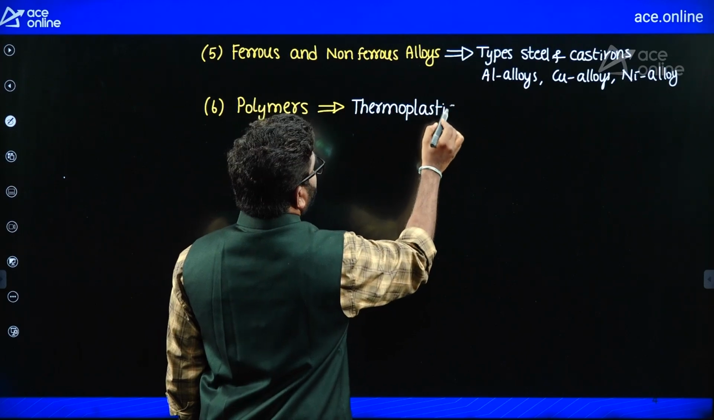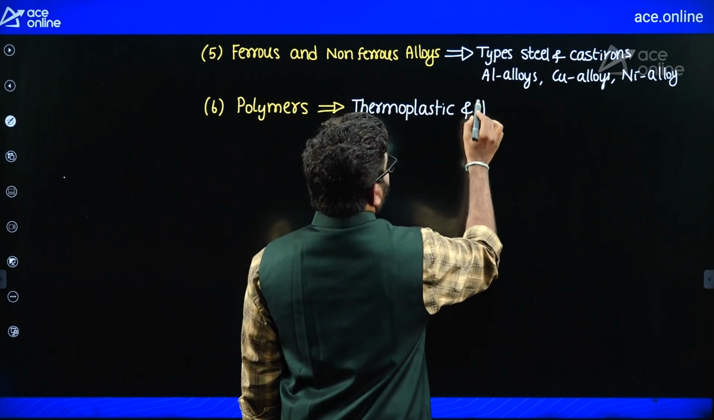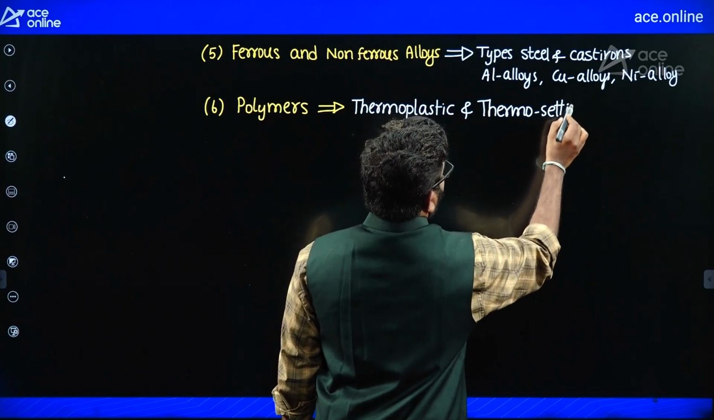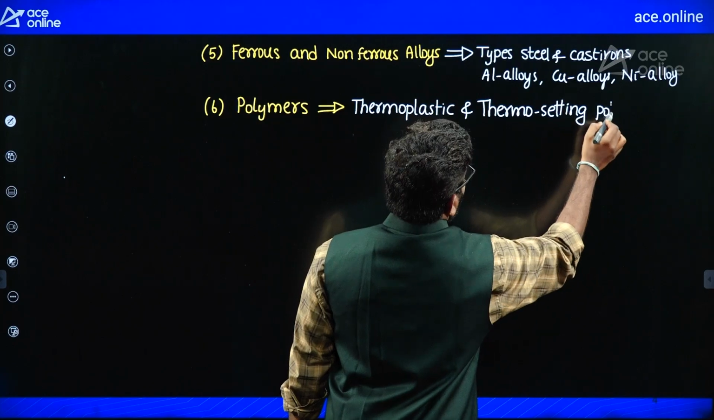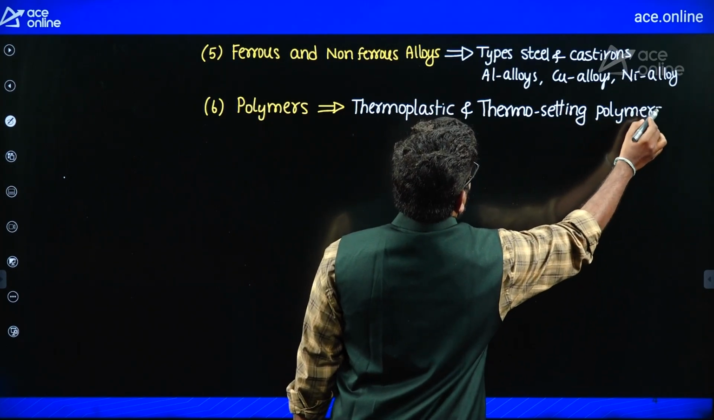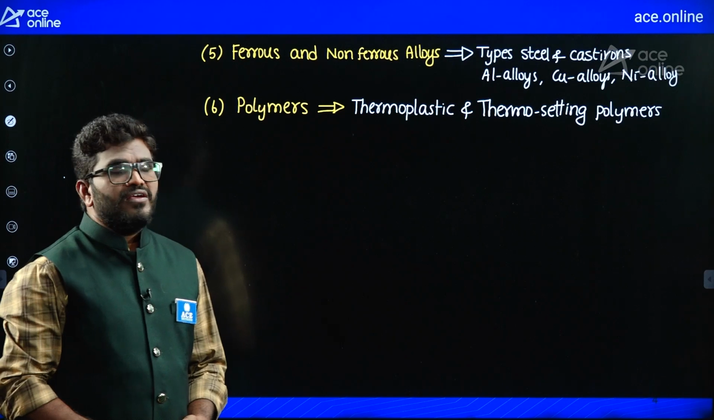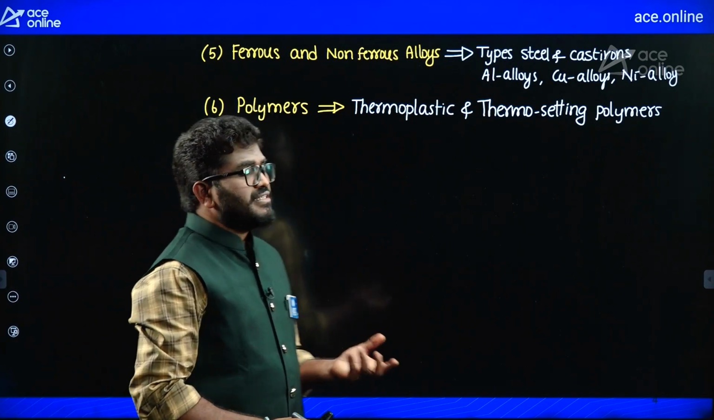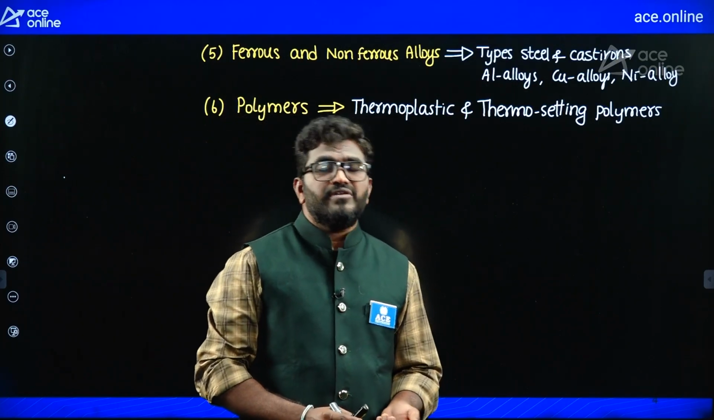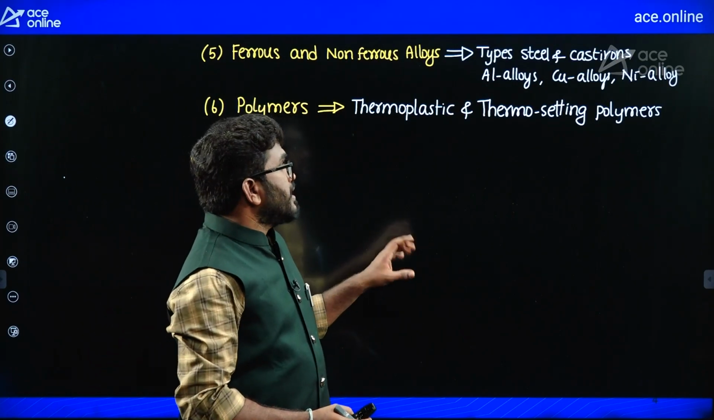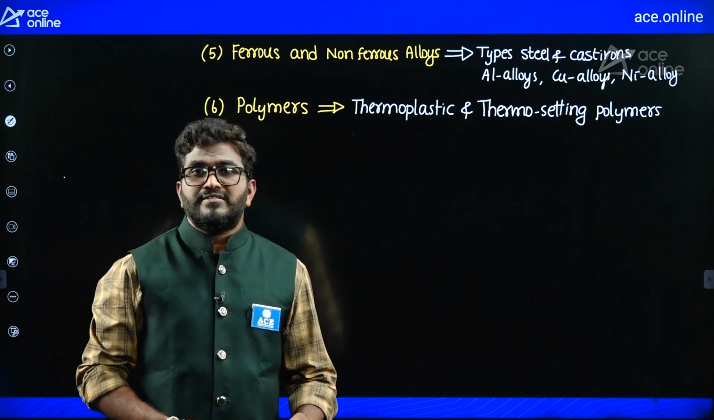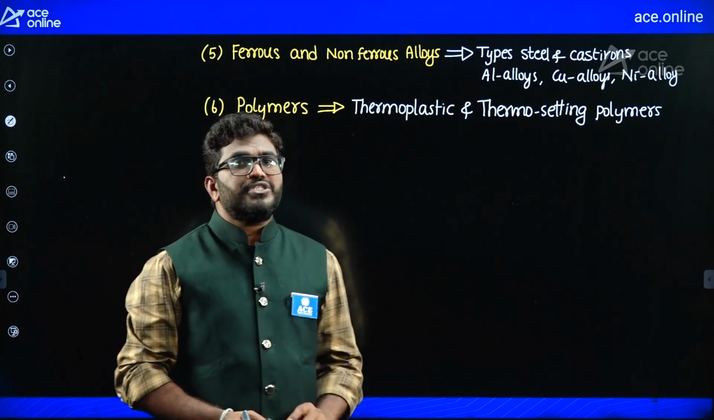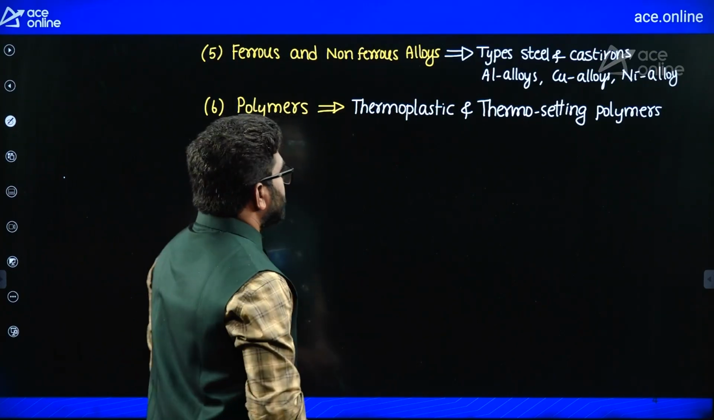Thermoplastic polymers and thermosetting polymers. From the polymers topic, especially examples of thermoplastic and thermosetting polymers, why it is reusable, what type of polymerization mechanism we are using in the case of thermoplastics, and what type of polymerization mechanism we are using for thermosetting. This type of questions they will ask you from the polymers.